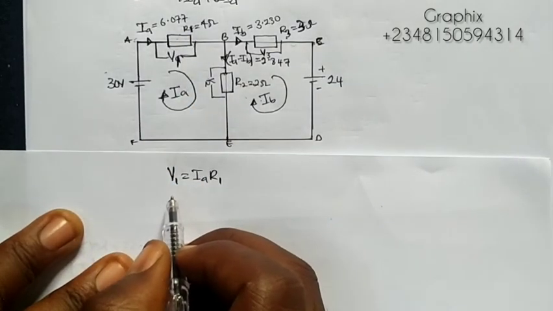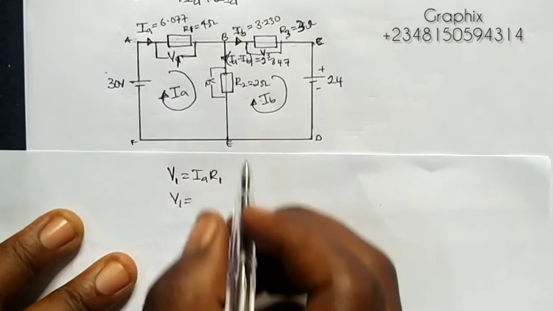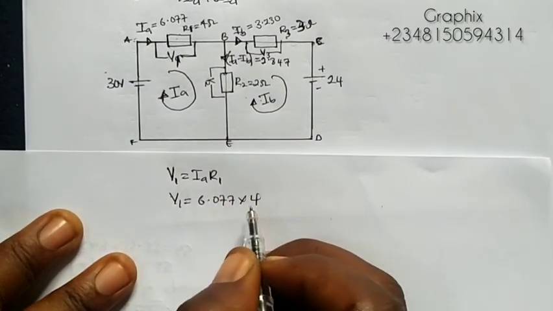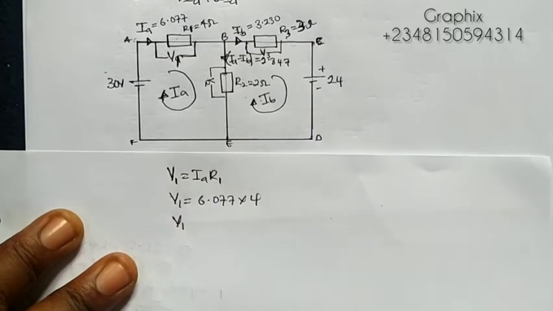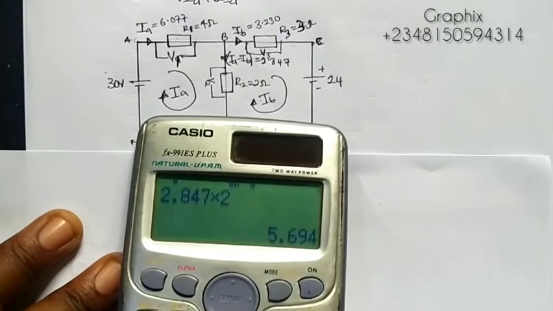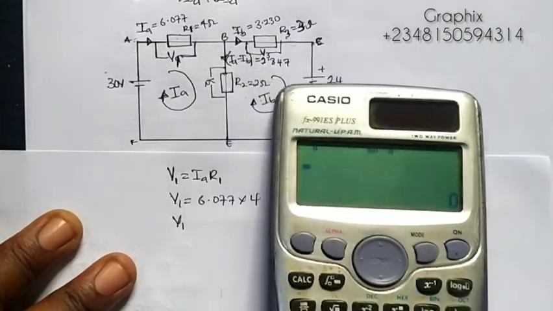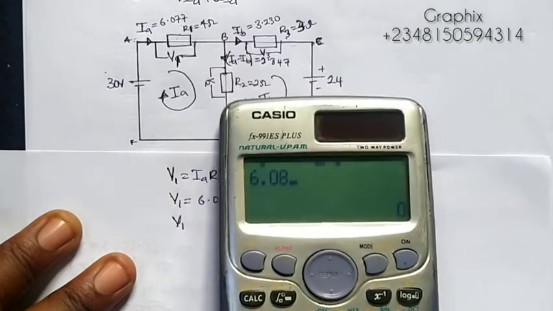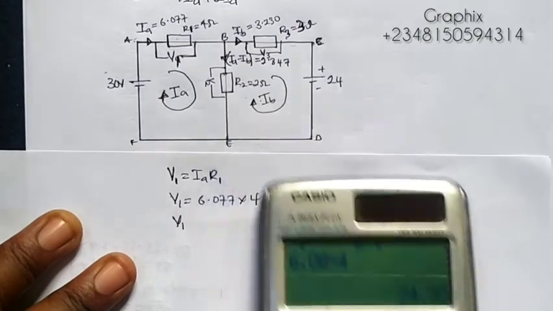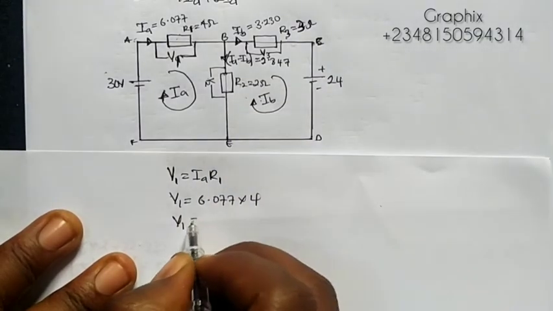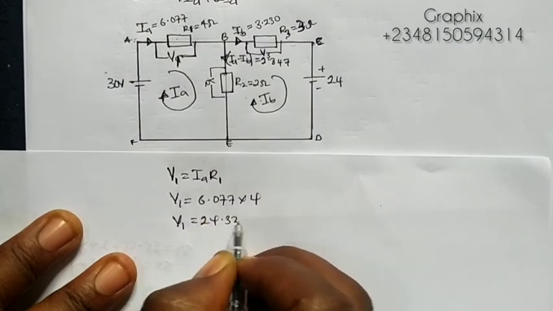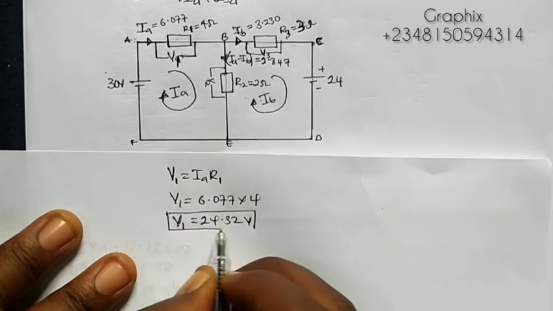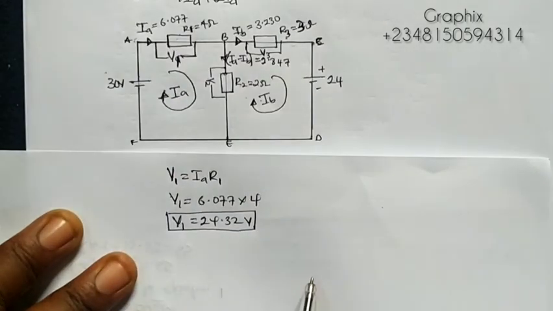So my V1 here will now be, what is IA? IA is 6.077 times 4. So my V1 here will give me 6.08 times 4, 24.32, to have 24.32 volts. So this is the voltage drop across the R1 resistor.